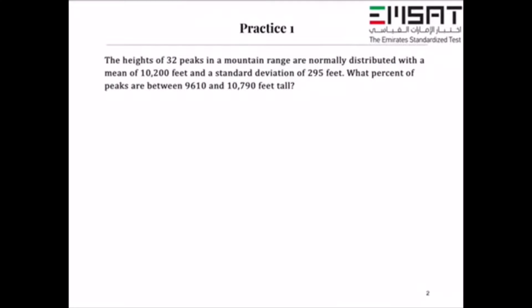For this normal distribution question, it is asking: the heights of 32 peaks in a mountain range are normally distributed with a mean of 10,200 feet and a standard deviation of 295 feet. What percent of peaks are between 9,610 and 10,790 feet tall? So we need to find the percent of the peaks this time. Let's highlight our mean of 10,200 feet and our standard deviation of 295 feet. And we need to look between the numbers 9,610 and 10,790.